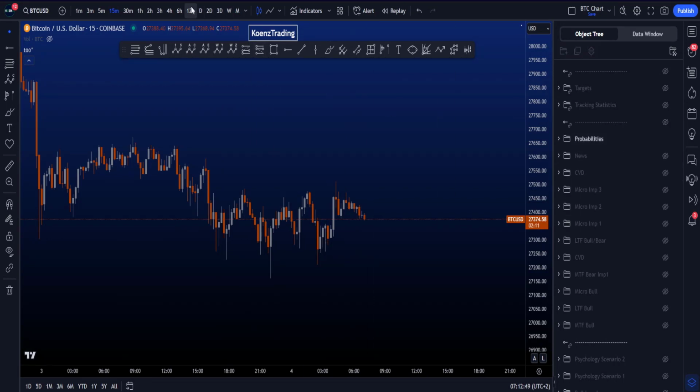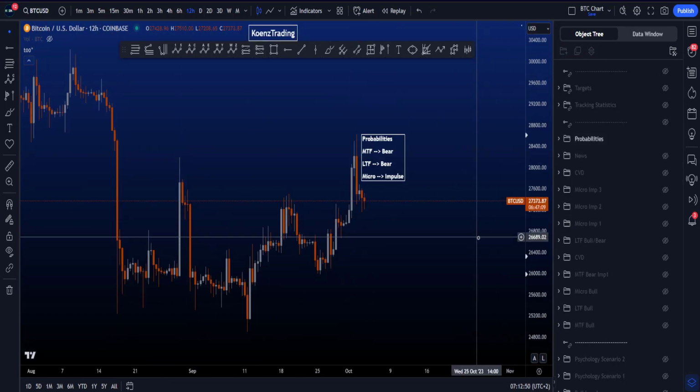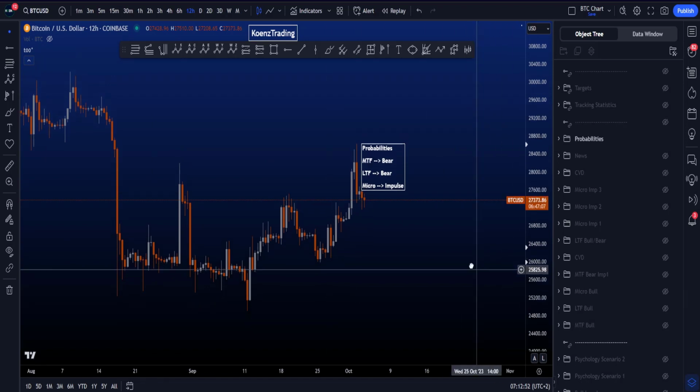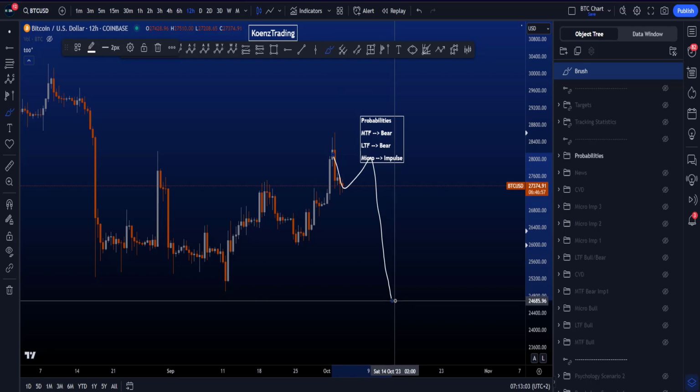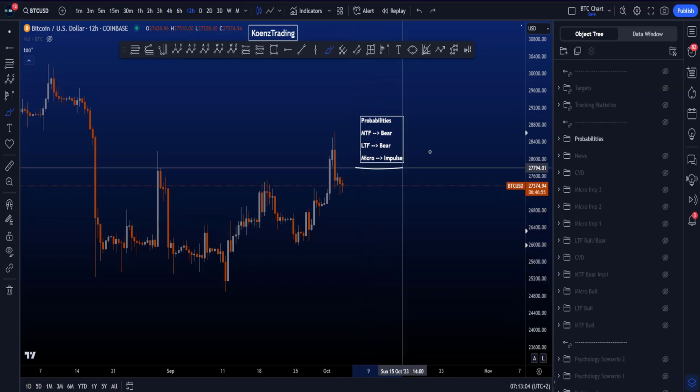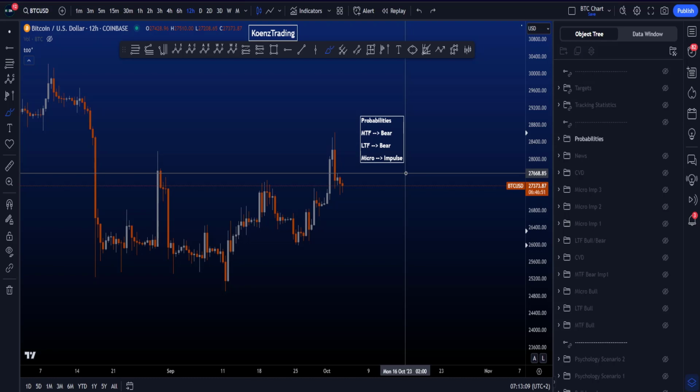And then finally, the probabilities of the different scenarios are still towards the bearish side on the medium time frame, the low time frame, and on the micro. Eventually, we look for an impulsive structure and then a wave A, B, C, or a 1, 2, and then continuation to the downside in a wave 3. But currently, from an Elliott Wave probability point of view, these are the higher probability scenarios.